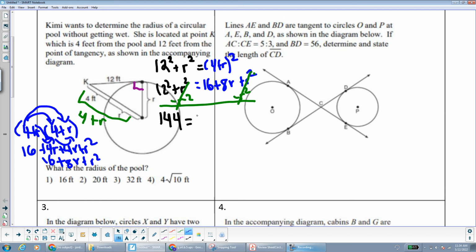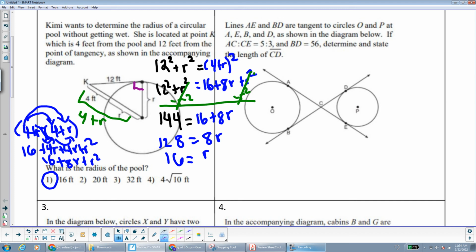144 is equal to 16 plus 8r. I'm going to subtract 16 from both sides. And 144 minus 16 is 128. And then divide both sides by 8. We get r is equal to 16. And that's answer choice number 1.